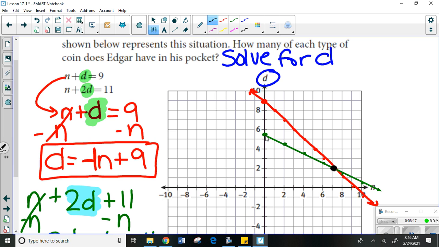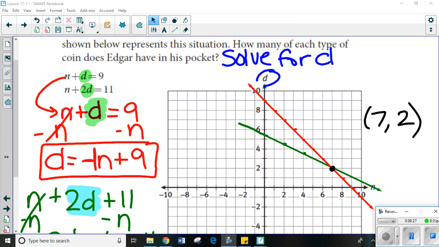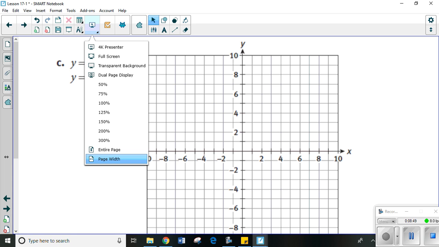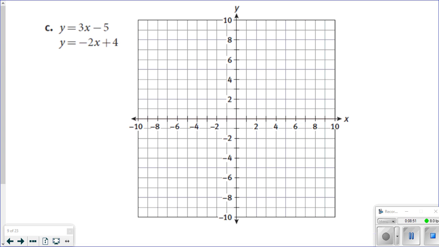And that occurs at an x value of 7, 2. So hopefully yours looks close to 7, 2. And I think the book is doing this to show us that maybe graphing doesn't always work, or the graphing method maybe isn't always the best option. So let's look at question C.